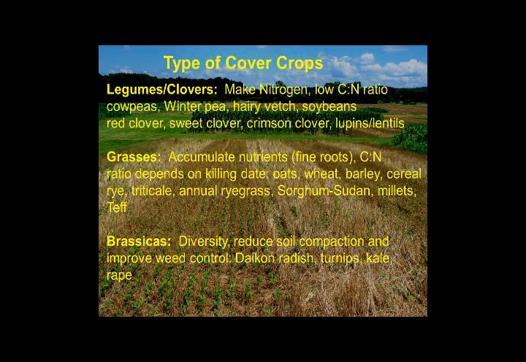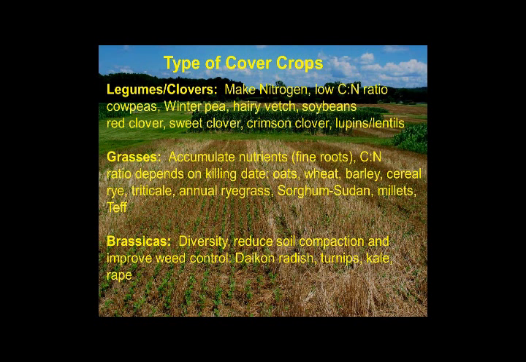So here's the different types of cover crops that we have. We have these legumes. We have the clovers. Again, we have the cowpeas, the winter peas, the hairy vetch, the soybeans, the red clovers. All of these are typical. The grasses, they help accumulate those nutrients because they have very fine roots. So that's why they're very good at bringing phosphorus back. The C to N ratio is going to really depend on when you kill them. So if you kill them early, they'll have a lower carbon to nitrogen ratio. If you kill them later, they may have a little more lignin in them. And so here's some of the typical grasses that we have.